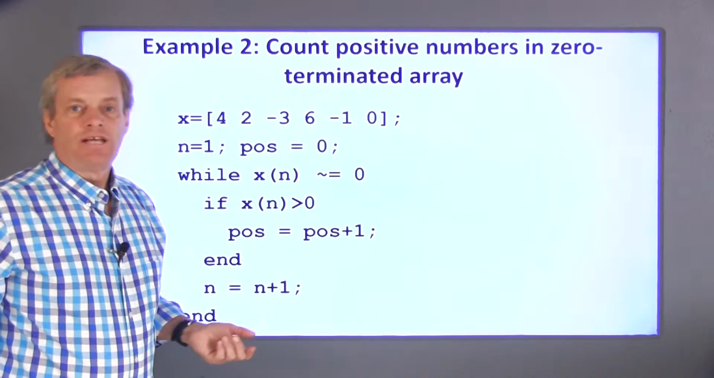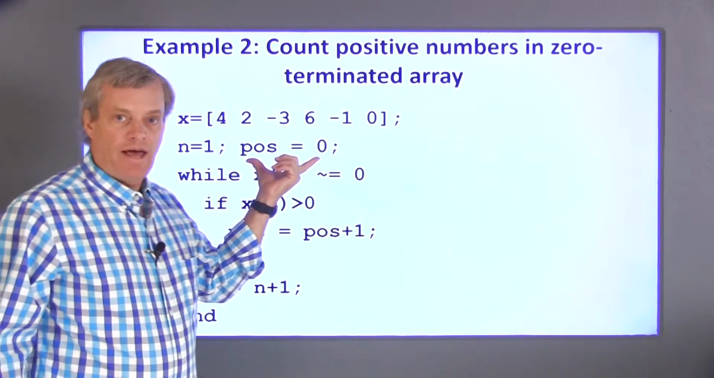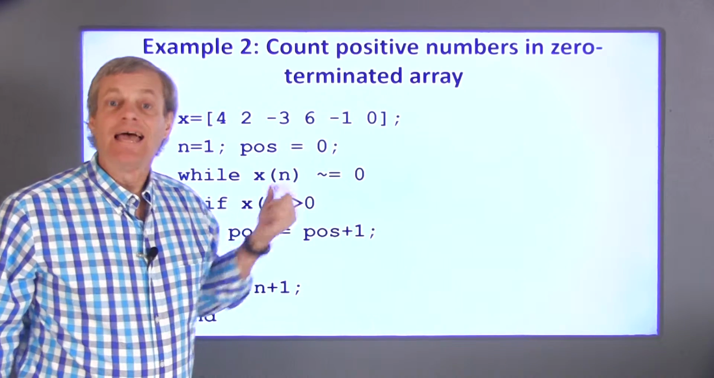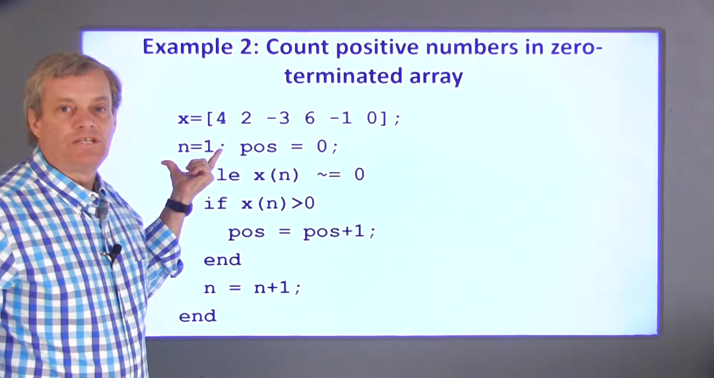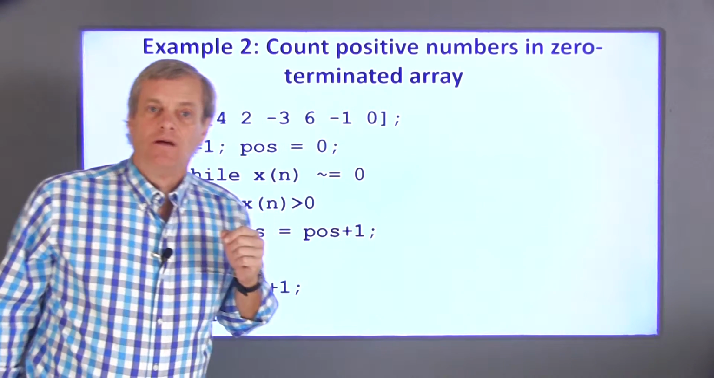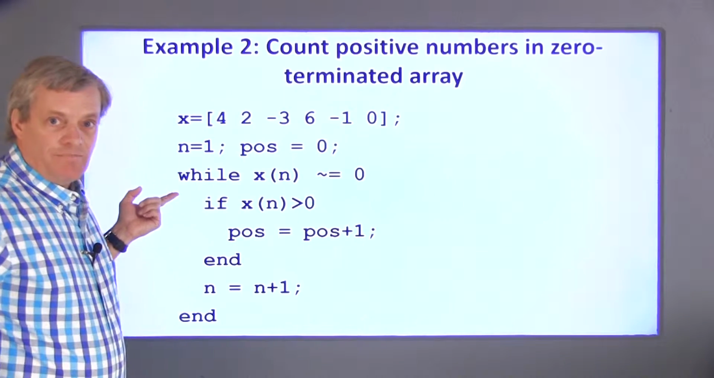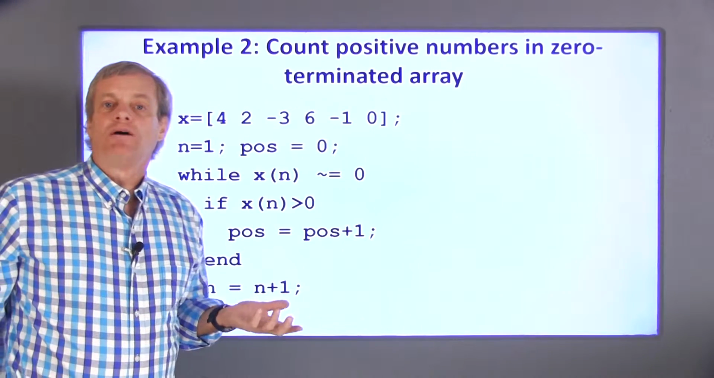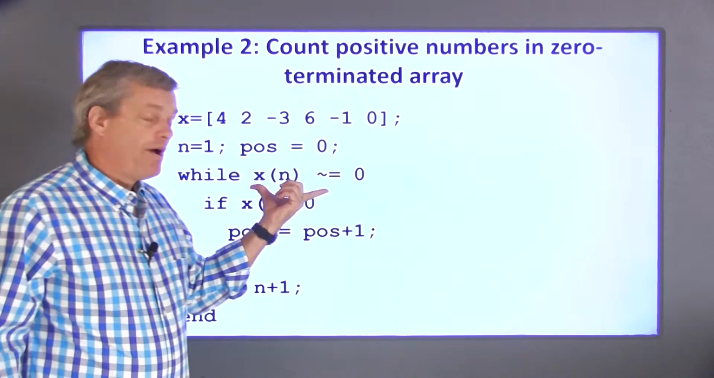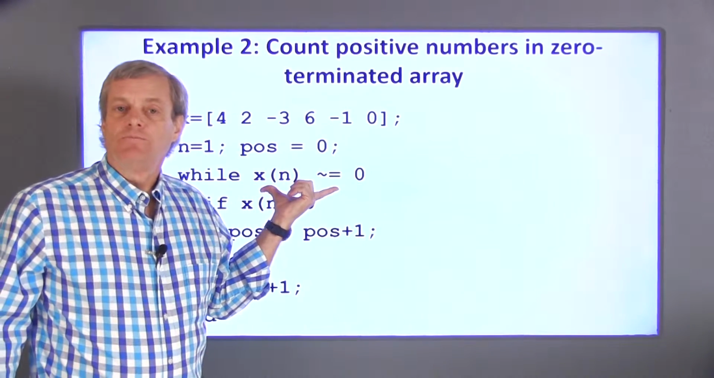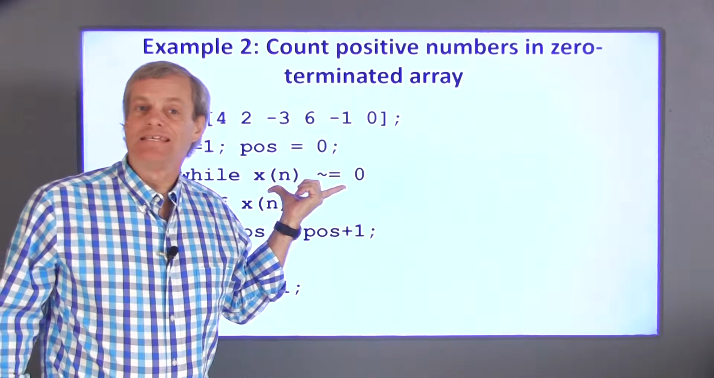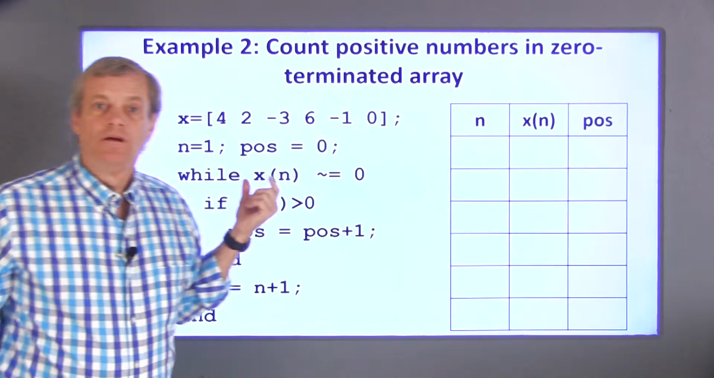I'll also initialize values for variables named POS, which will be used to count the number of positive values we find, and n, which will be used as a counter to work my way through the elements of x. I'm going to use a while loop, and my condition for terminating the while loop will be when the value of x is equal to 0. So this condition will keep the loop executing as long as this is true, or as long as x of k is not equal to 0.